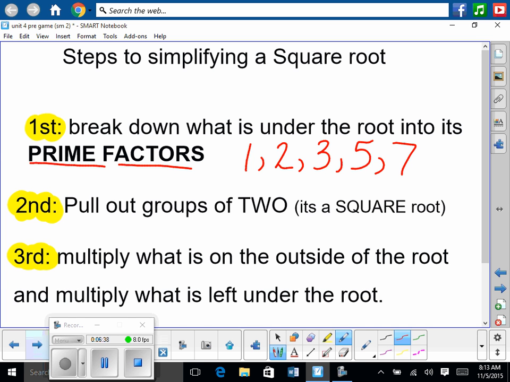Then once we've done that, second, we're going to pull out groups of 2. Because we're dealing with square roots, we're going to be pulling out groups of 2. So if there's 2 of them, it can leave the house. It can come out of the house. And then you'll leave what you can't pull out underneath the root. Anything you pull out, you'll multiply together outside of the root, and anything left under the root, you'll multiply back together. And that would be in the most simplified form.